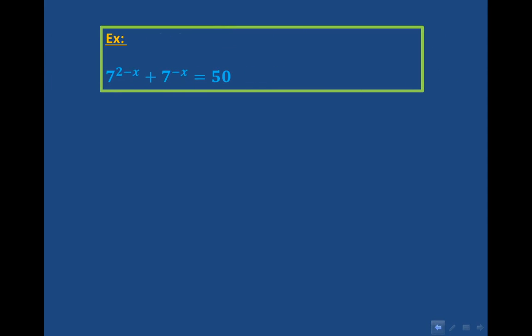Another example. Find the value of x if 7 power 2 minus x plus 7 power negative x equals 50. I can separate each term. The first term is 7 power 2 minus x. It can be written as 7 power 2 over 7 power x, plus 7 power negative x, which can be written as 1 over 7 power x, equals 50.